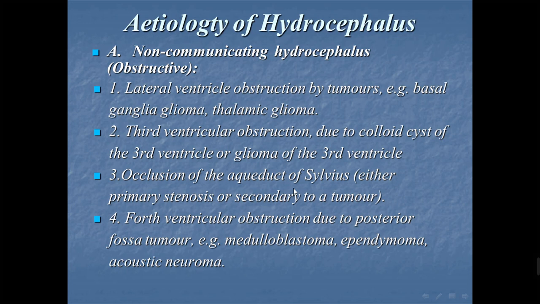Fourth ventricular tumor or fourth ventricular obstruction, either due to posterior fossa tumor. All posterior fossa tumors will result in occlusion or pressure on the fourth ventricle. These posterior fossa tumors may be a tumor inside the fourth ventricle, for example, medulloblastoma or ependymoma, or a tumor outside the fourth ventricle compressing on it, for example, cerebellar glioma or acoustic neuroma. These are tumors outside the fourth ventricle, but they compress on it, causing obstruction.